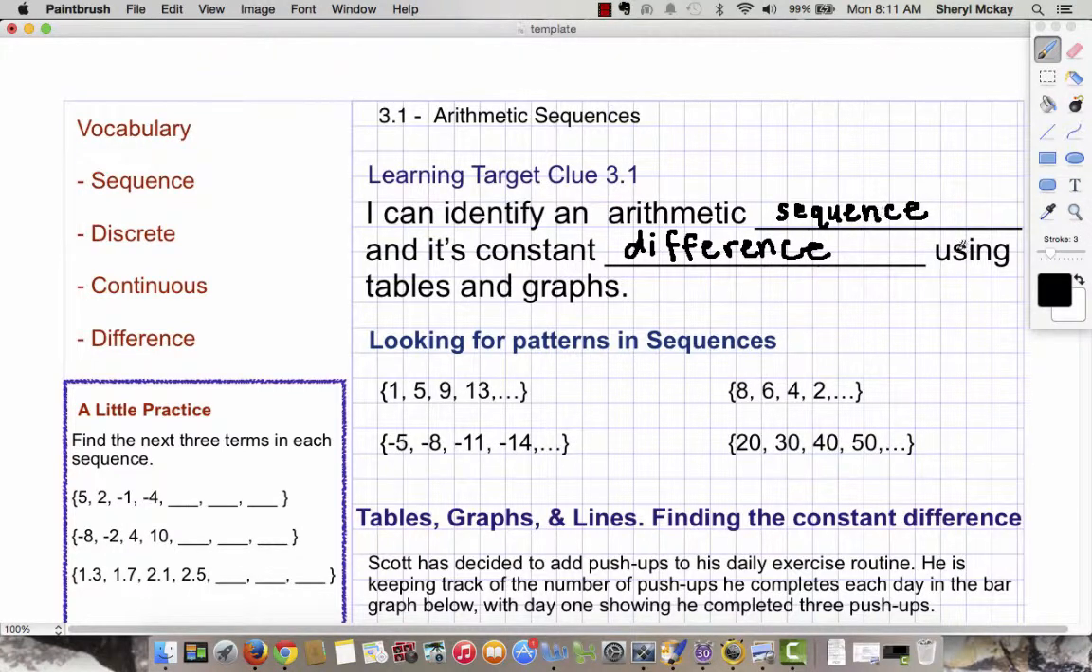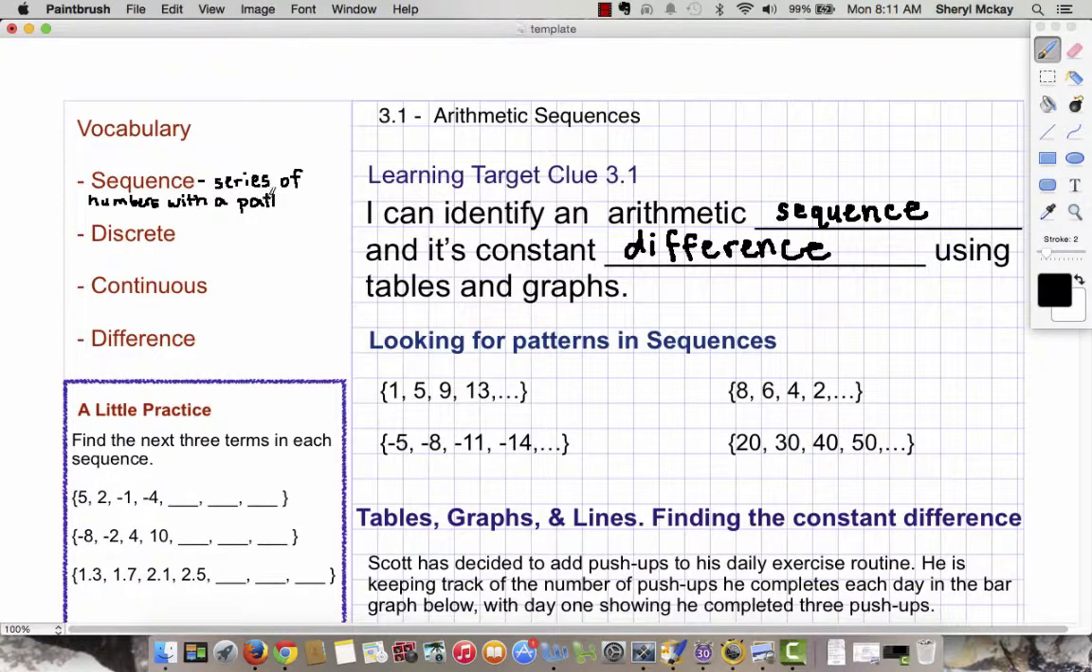Now, before we go any further, I want to go over a little bit of vocabulary with you. So look over here where it says sequence. What is a sequence? Well, a sequence is just a series of numbers. A series of numbers. So go ahead and write that. But those series of numbers usually have a pattern. So with some kind of pattern, all right?